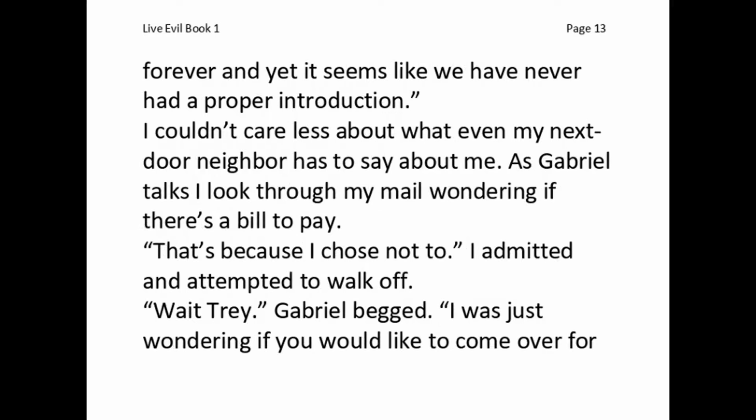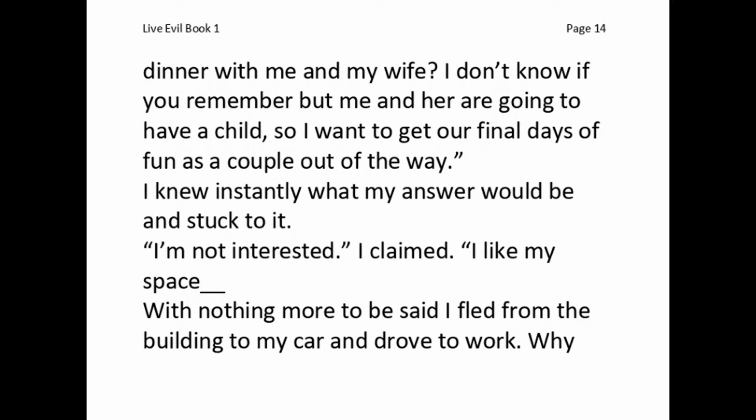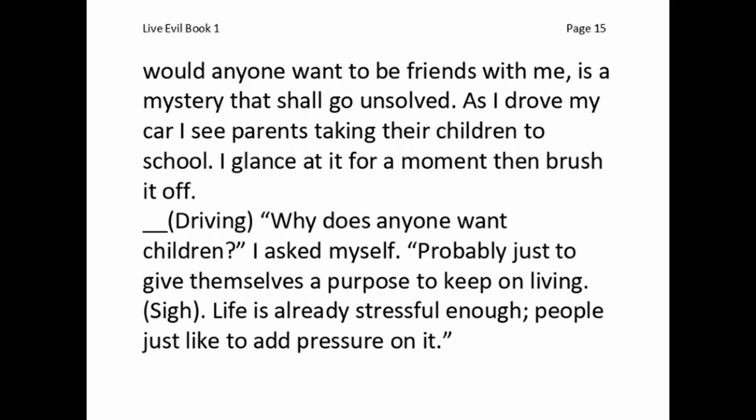"Wait, Trey," Gabriel begged. "I was just wondering if you would like to come over for dinner with me and my wife. I don't know if you remember, but me and her are going to have a child, so I want to get our final days of fun as a couple out of the way." I knew instantly what my answer would be and stuck to it. "I'm not interested," I claimed. "I like my space." With nothing more to be said, I fled from the building to my car and drove to work. Why would anyone want to be friends with me is a mystery that shall go unsolved.